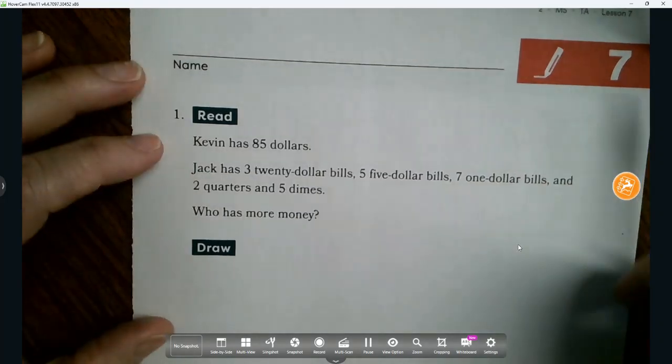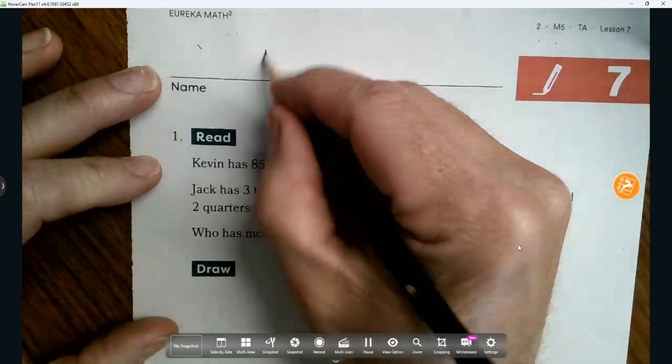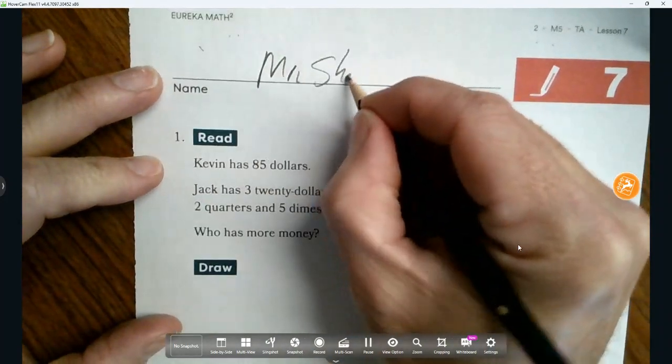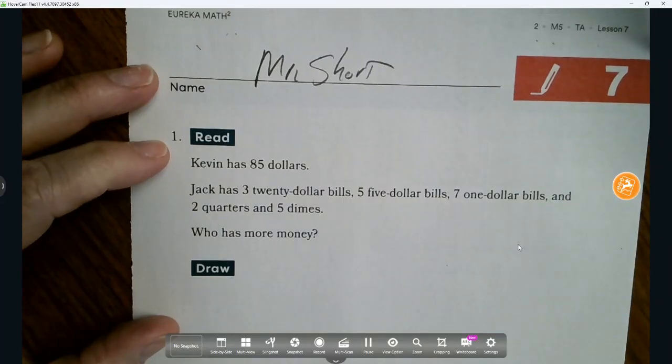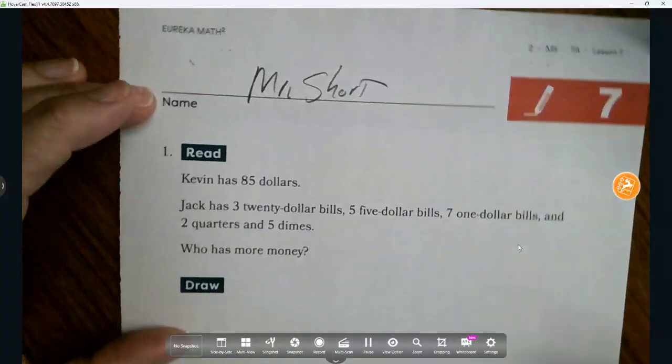Are back again. This is Eureka Math Squared, second grade, Module 5, Lesson 7. I am Mr. Short. Today we have page 31 and page 32. Let's look at page 31.